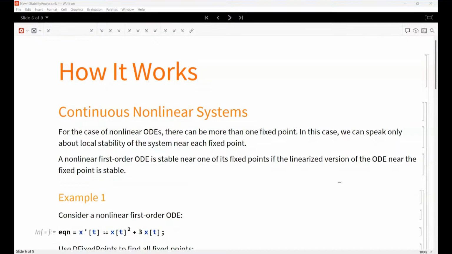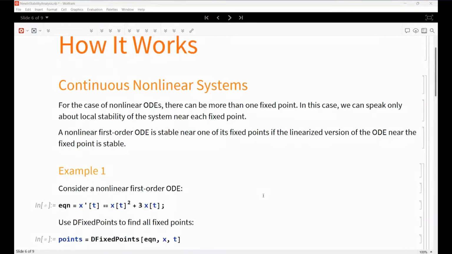For the case of nonlinear differential equations, the number of fixed points can be more than one. And in this case, we cannot speak about global stability of the system. Instead, we can speak about local stability near each fixed point. A nonlinear first-order differential equation will be stable near one of its fixed points if the linearized version of the equation near the fixed point is stable.